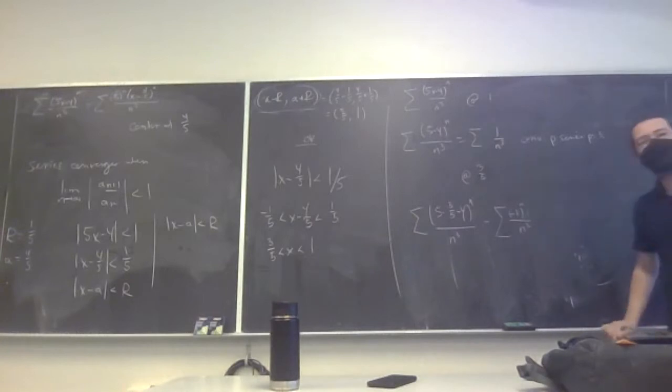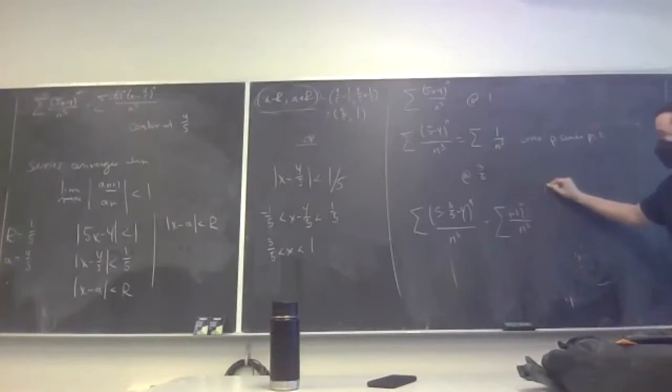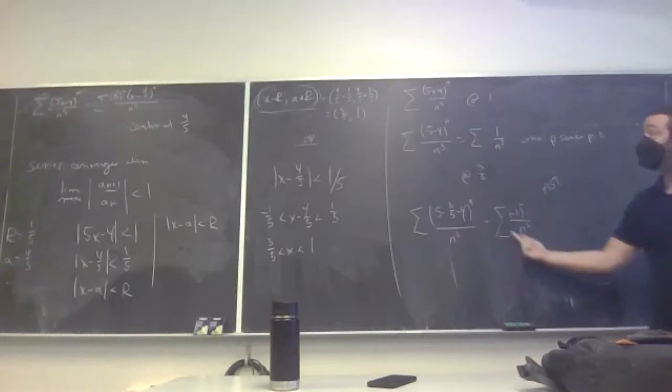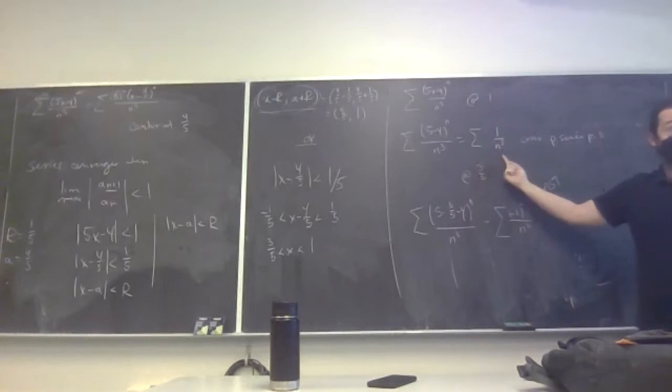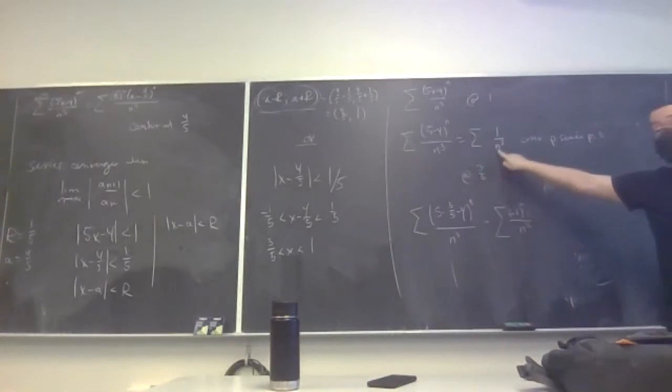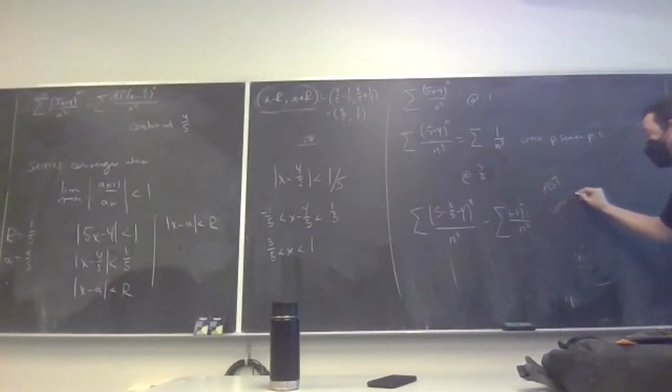There are at least 2 good answers for why this converges. Certainly it converges by the alternating series test. Is there another thing I could say? It's absolutely convergent, because the absolute value of this series is that one, which converges. So this also converges absolutely by the P series.